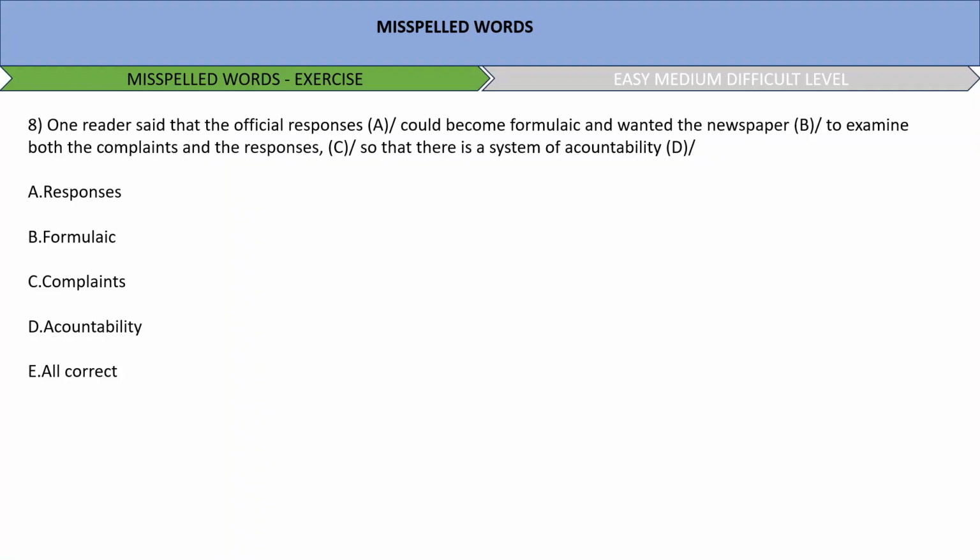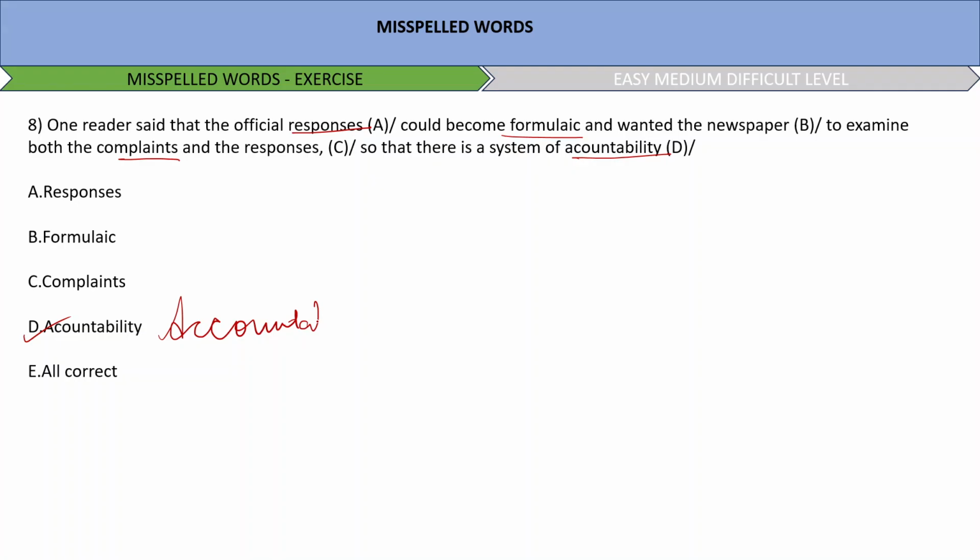Okay, next one is: one reader said that the official responses could become formulaic and wanted the newspaper to examine both the complaints and the responses, so there is a system of accountability. Definitely accountability. Accountability is ACCOUNTABILITY.